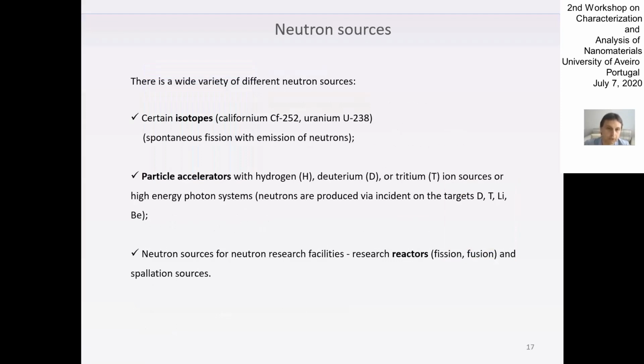We can use some kind of isotopes, unstable elements, which decay and produce neutrons. We can use particle accelerators, using some light elements as targets and bombarding them with particles, and it's also possible to produce neutrons that way. Or we can use research reactors, which is the more common way for scientific purposes, of course, to produce neutrons. And there are at least several types of research reactors.